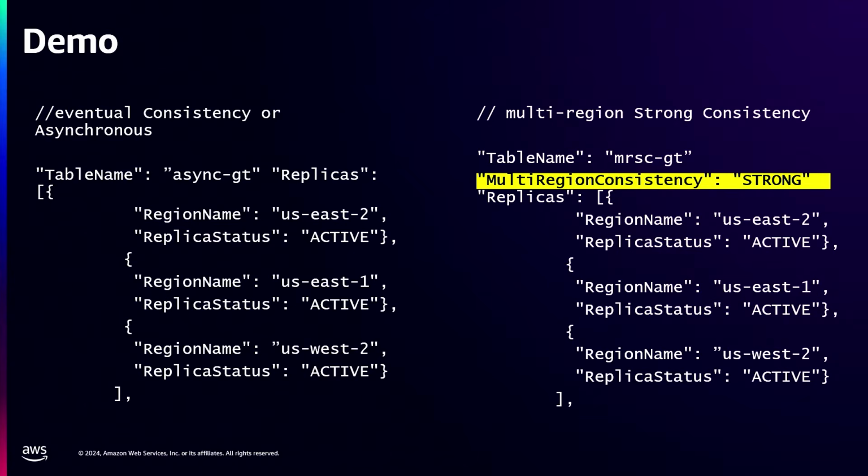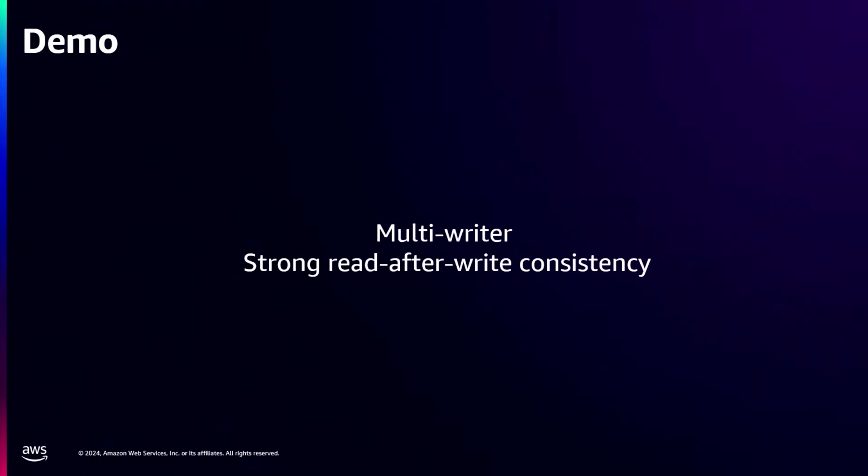The only difference between the 2 global tables, as Jeff mentioned, is one of them has multi-region consistency set to strong. The other one doesn't have one. By default, it's eventually consistent. And we're going to run through 2 experiments for this demo. One of them is going to be a multi-writer experiment, where we're going to write concurrently to the same item from multiple regions and observe what the values are. In this case, it's just going to be incrementing the counter.